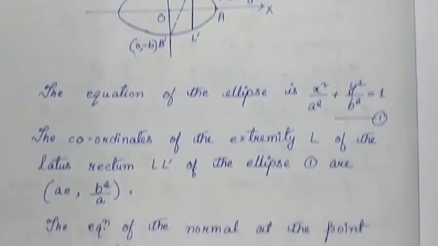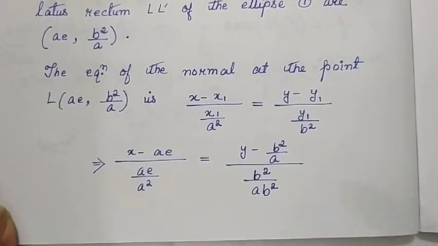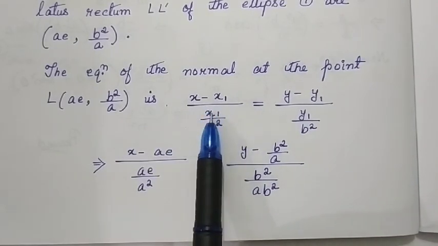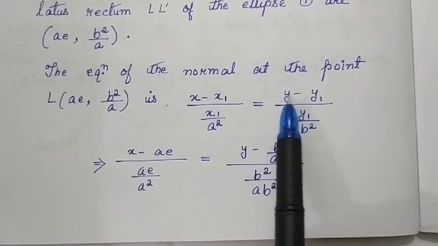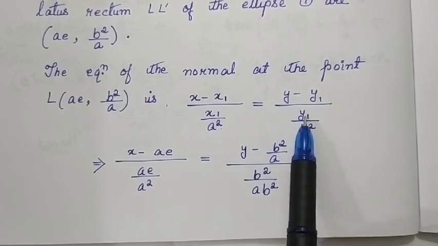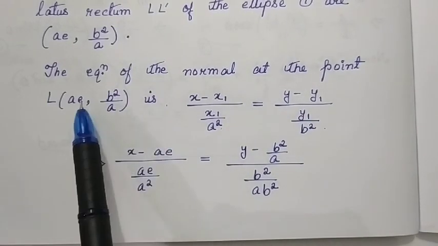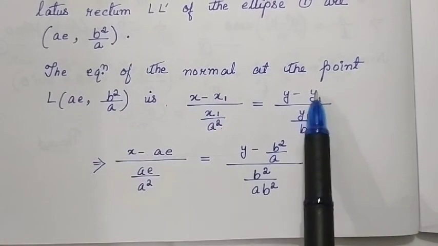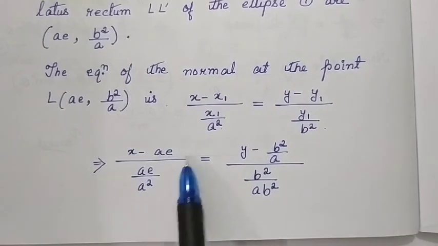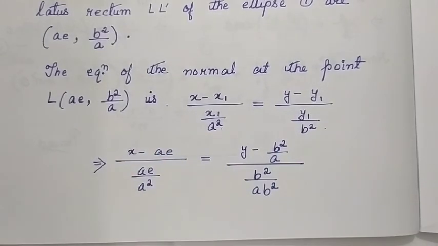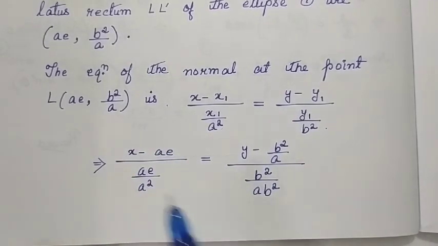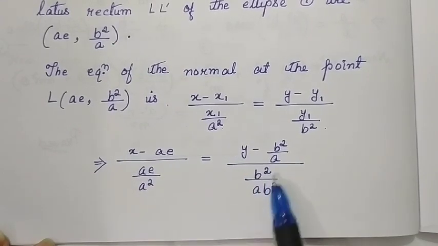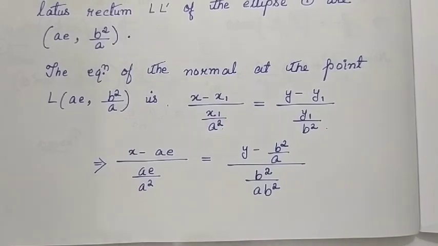So the equation of the normal at this point will be, the original equation was (x minus x1) by x1 over a square, and (y minus y1) by y1 over b square. So in place of x1 we will put ae, and in place of y1 we will put b square by a. So we will get (x minus ae) by ae over a square, (y minus b square by a) by b square by a over b square.